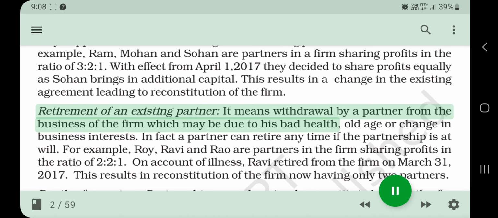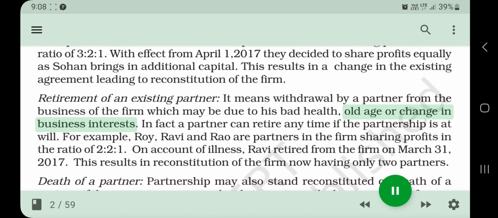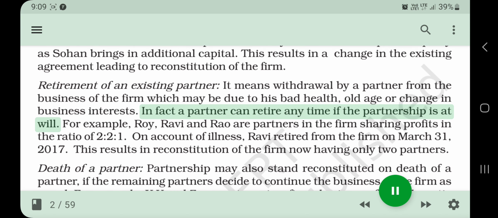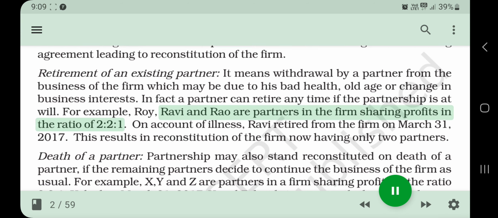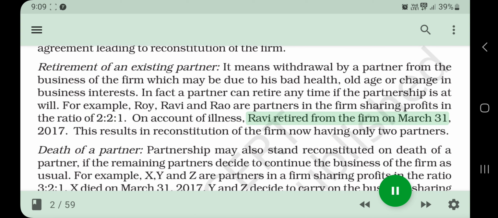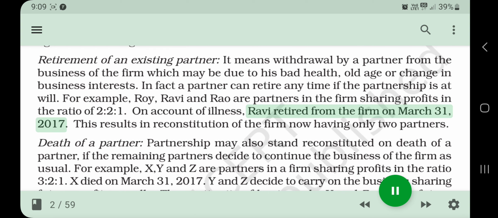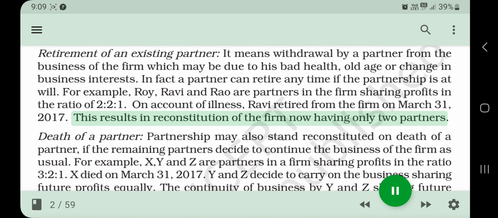Retirement of an existing partner. It means withdrawal by a partner from the business of the firm, which may be due to his bad health, old age or change in business interests. In fact, a partner can retire any time if the partnership is at will. For example, Roy, Ravi and Rao are partners in the firm sharing profits in the ratio of 2:1. On account of illness, Ravi retired from the firm on March 31, 2017. This results in reconstitution of the firm now having only 2 partners.